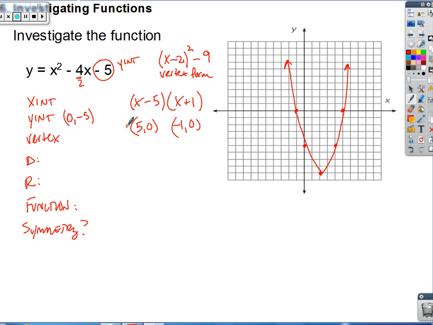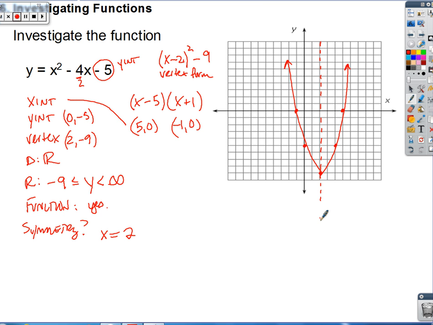I can fill in all these pieces here. I just did x-intercepts. I have my vertex, (2, -9). The domain for parabolas is always all real numbers. The range is always the lowest point, the vertex, to infinity. So we have -9 to infinity. Yes, a parabola is always a function. And yes, it has symmetry where x equals 2. So you could write x equals 2.